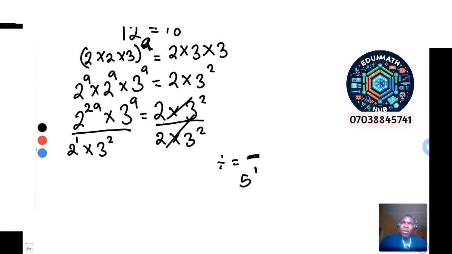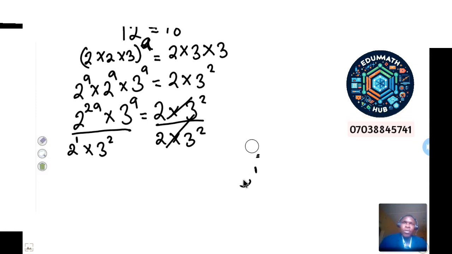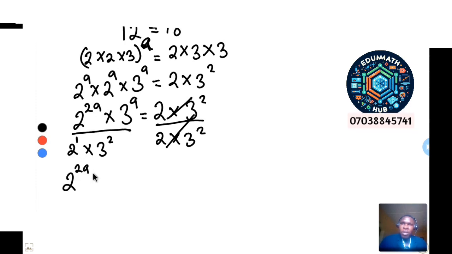Now this is what you're going to do. If you subtract the powers, you have 2 raised to power 2A minus 1, that's the power of this one, times 3 raised to power A minus the power of this one, minus 2. Then everything should be equal to 1.